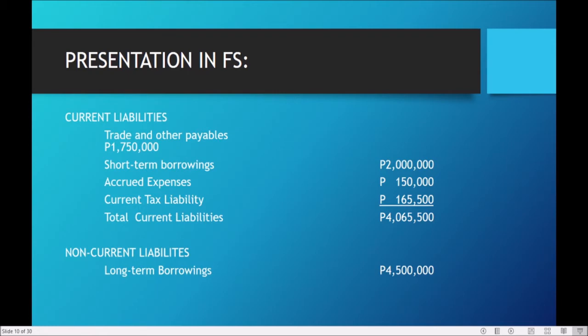The short-term borrowings, 2 million. Yung accrued expenses, this is referring to the accrued interest payable that is demandable already within 12 months, 150. Then the current tax liability, this refers to the income tax liability that is payable on the succeeding year. So the total current liabilities is 4,065,500. Okay?